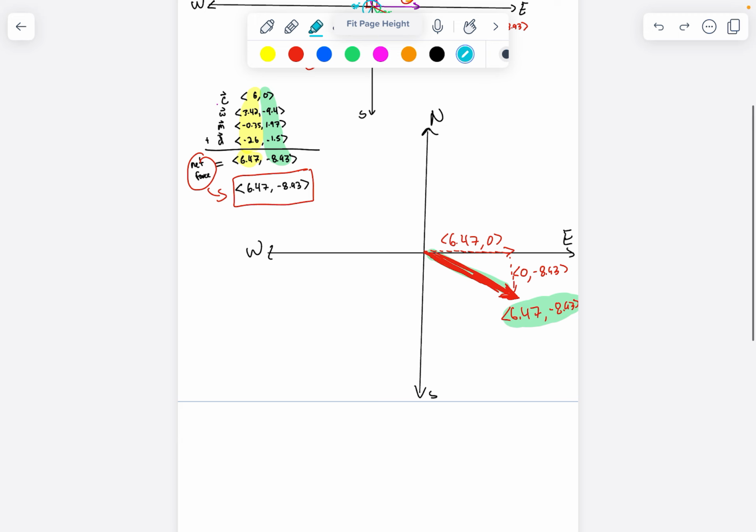So finally, we can actually ask the question that I think we most struggle with, is where to aim the boat to go straight north, we'll say.